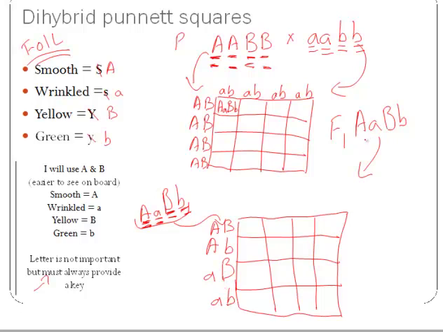We'll do the same with this parent up here. So first A and first B. So A, B. Outside A and outside B. So A, b. Inside A and inside B. a, B. And last A and last B, a, b. And that gives us all the possibilities. This represents what's in the sperm and the egg and the parents.